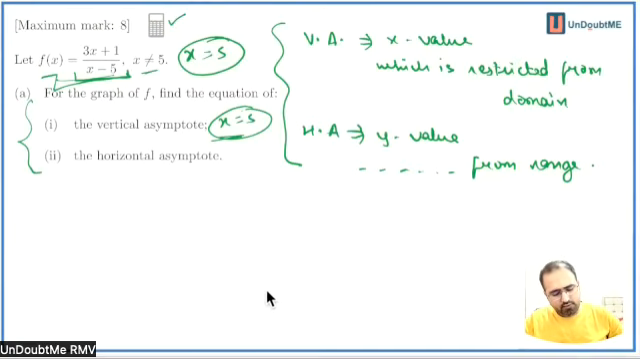We are just doing it for practice, but for this particular question, you can also draw the graph in the calculator and check the range directly. You can get the vertical and horizontal asymptotes both like that. But anyways, in the next part of this question, they are asking us to find f inverse. So over there, we have to do this working.